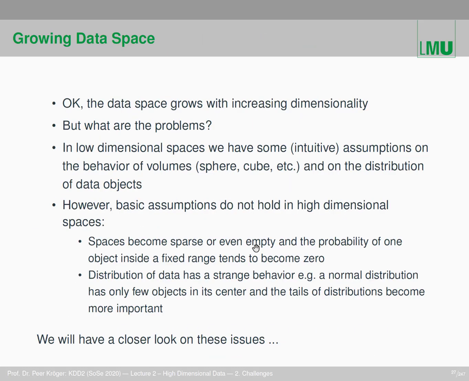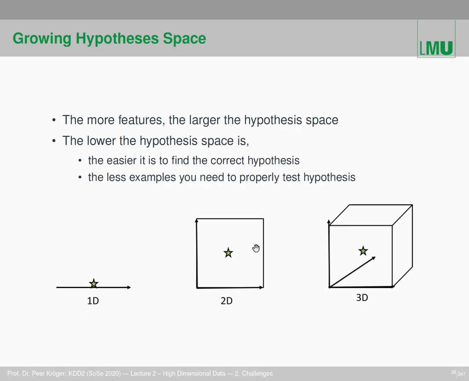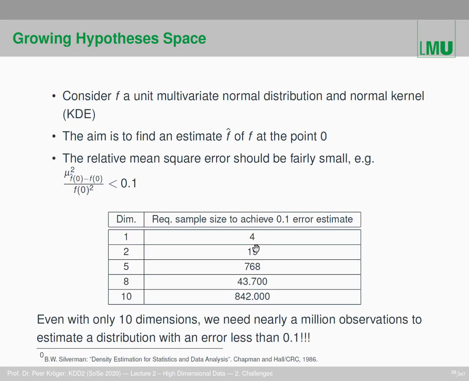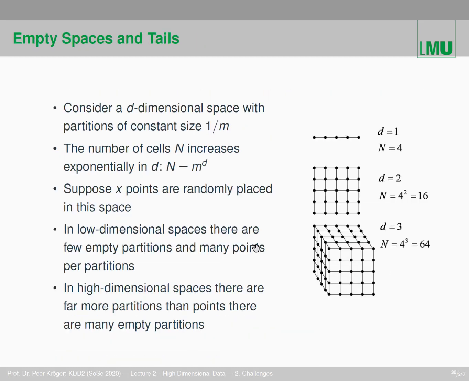Yeah, we talked also about the growing data space having impact on the hypothesis space, of course. So we need much more samples to test hypotheses, to make models more stable. So this is this one here. And we also had the problem that with the growing space, a lot of areas in that data space are empty, and the tails of the distributions get more and more important.